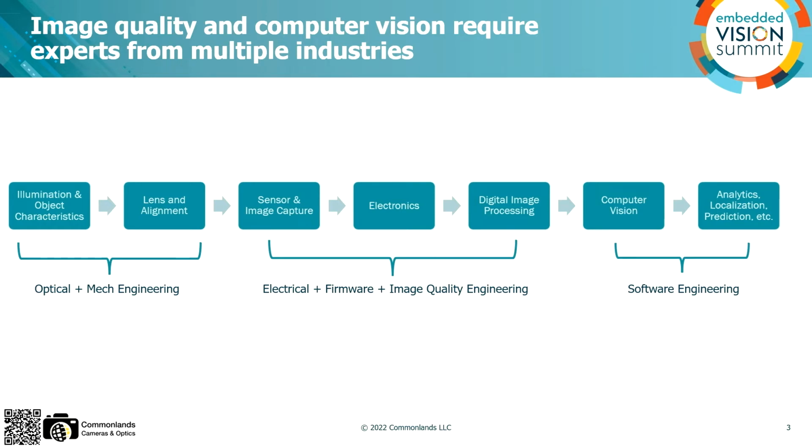So when designing a camera system, it's important to take into consideration the illumination and scene characteristics, the lens design and alignment with the sensor characteristics and image capture process, along with your PCB characteristics and layout, and your ISP tuning. We'll go through a bunch of these in a second.